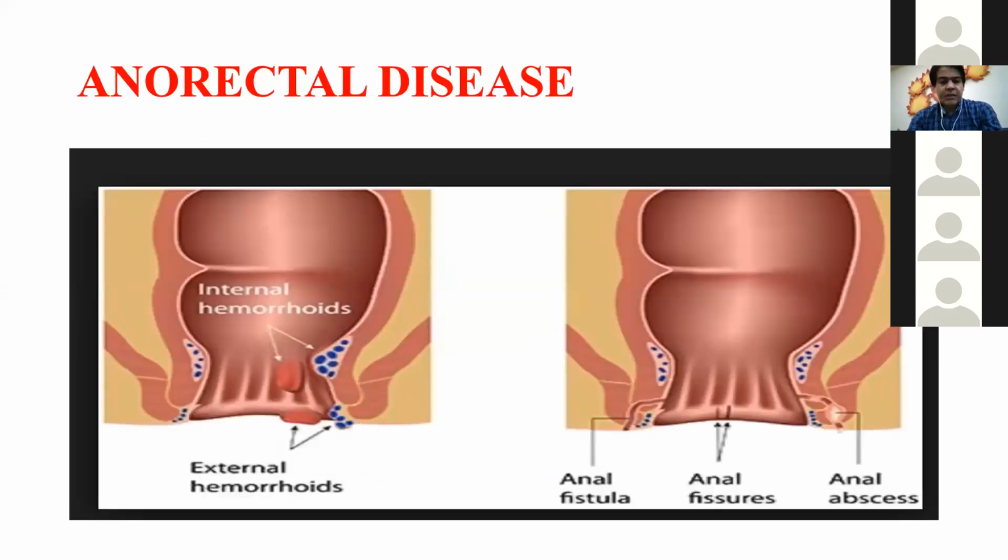So, as I told you, we will discuss the anorectal diseases. Anorectal diseases are basically four types. One is the hemorrhoid, which is again divided into two, internal hemorrhoid and external hemorrhoid, depending upon their location. If it is located proximal to the dentate line, it is known as the internal hemorrhoid. If it is located distal to the dentate line, it is known as the external hemorrhoid. And the three other causes of lower GI bleed are anal fissure, anal fistula, and anal abscess. Okay.